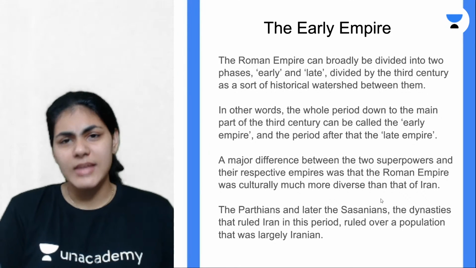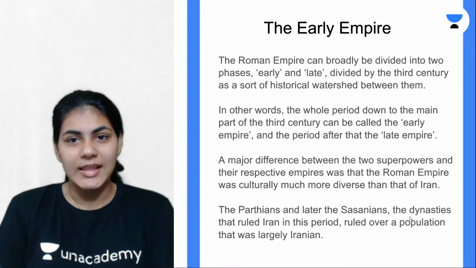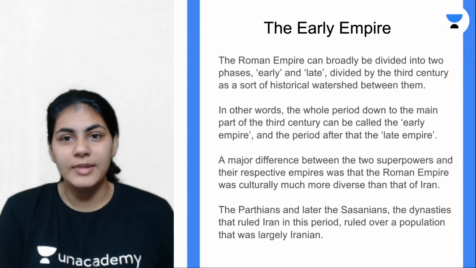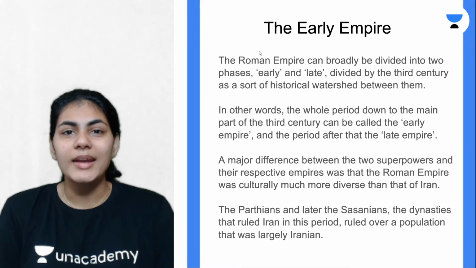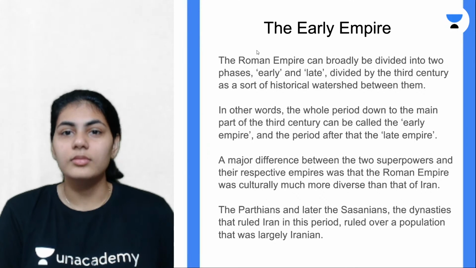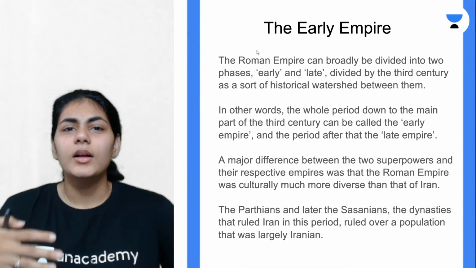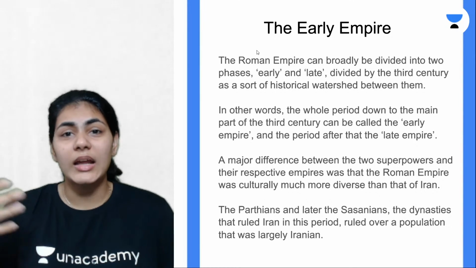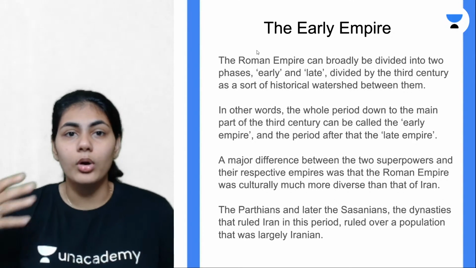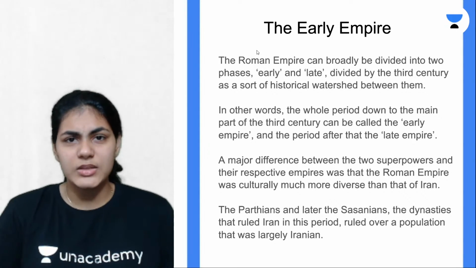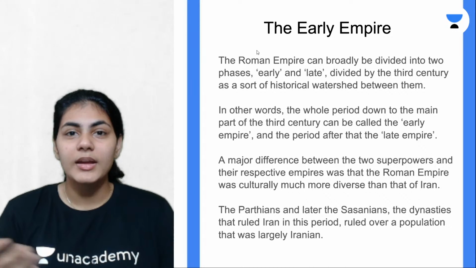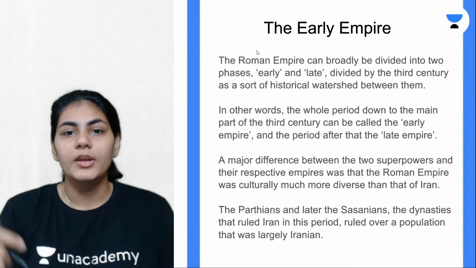So that being said, we can quickly move on to the next slide, or next sub-theme, let's say, which is titled the Early Empire. So what is the Early Empire? What did it constitute of? What are the provisions of it? Or what are the mechanisms of the empire? We'll be looking at all of these questions and try to answer them in the next couple of slides.